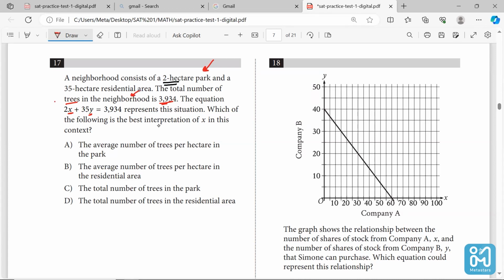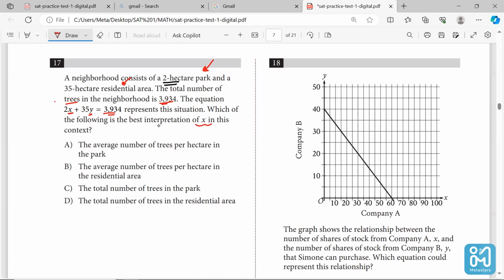Okay, how do you know that? From the number 2, it's gonna be 2x, and this 35 here. Sorry, not neighborhood, I'm sorry. Wait. Here, residential. I'm sorry, 35-hectare residential area. Now, the total number of trees is gonna be this number. Now, in this situation, which of the following is the best interpretation of x?